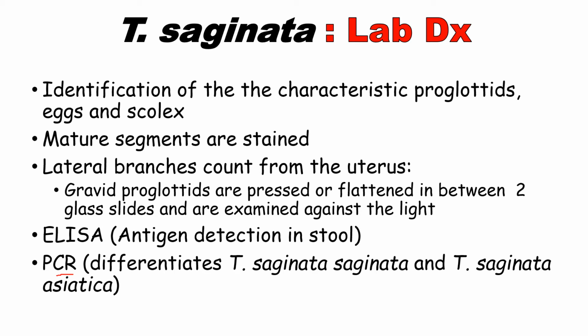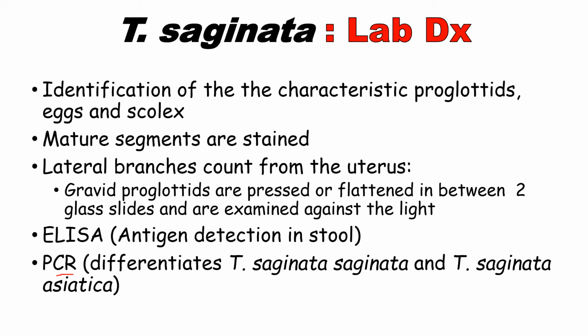So, take note guys, if we look at the mature segment, it may show a vaginal sphincter for T. saginata. How about for T. solium? In T. solium, there is no vaginal sphincter but it has an accessory ovarian lobe. So usually in differentiating T. solium and T. saginata, one thing to do is by examining their proglottids. Okay?